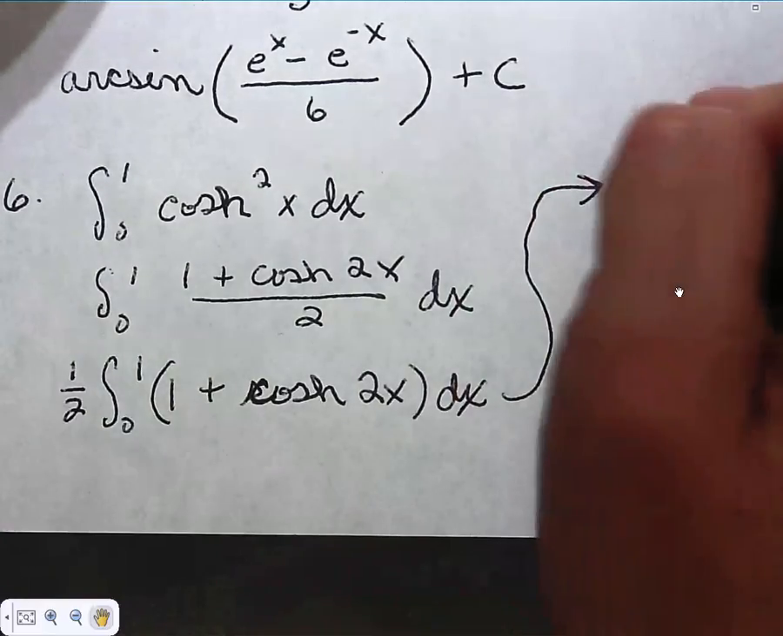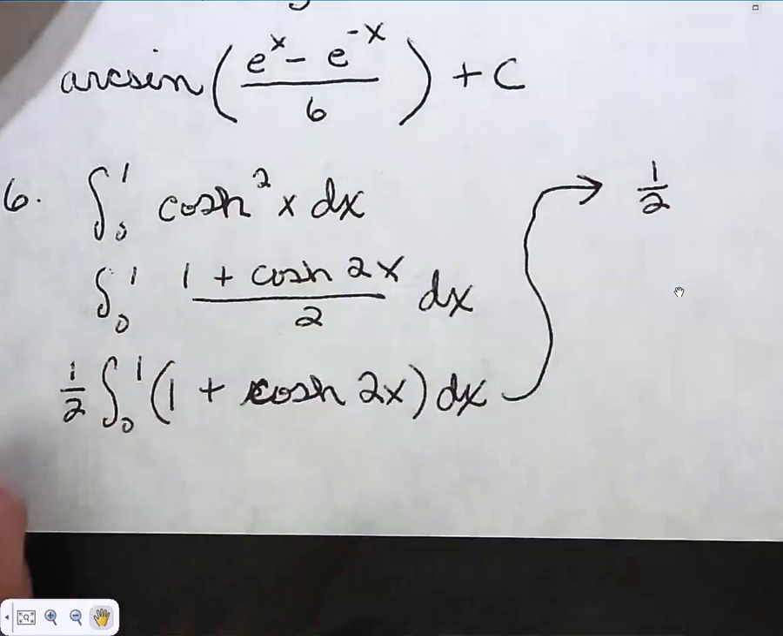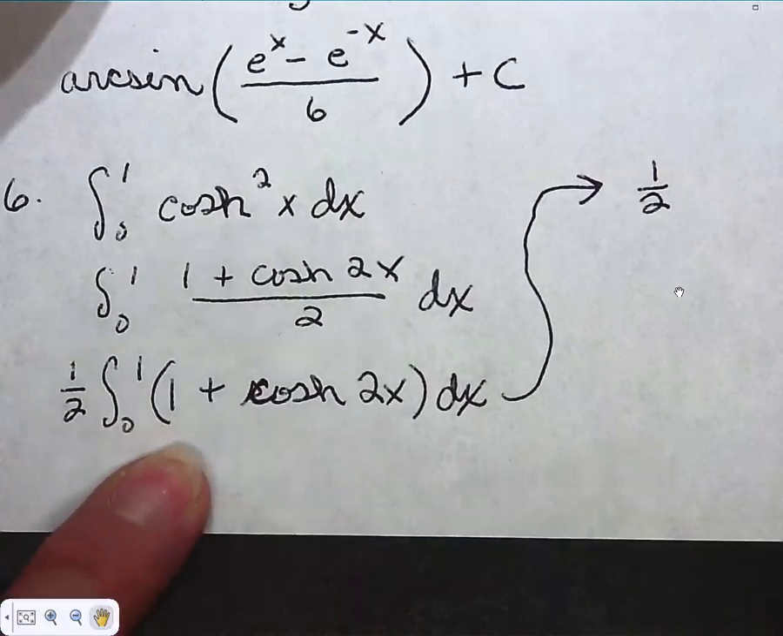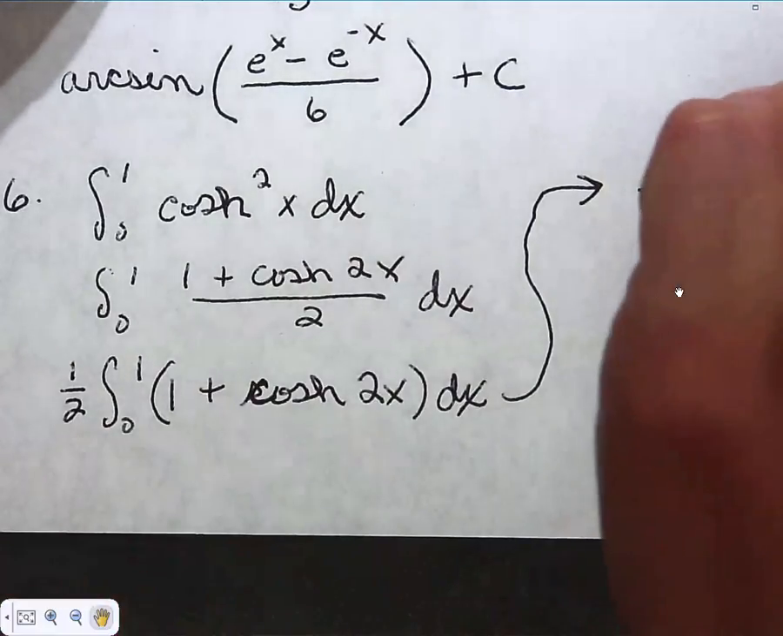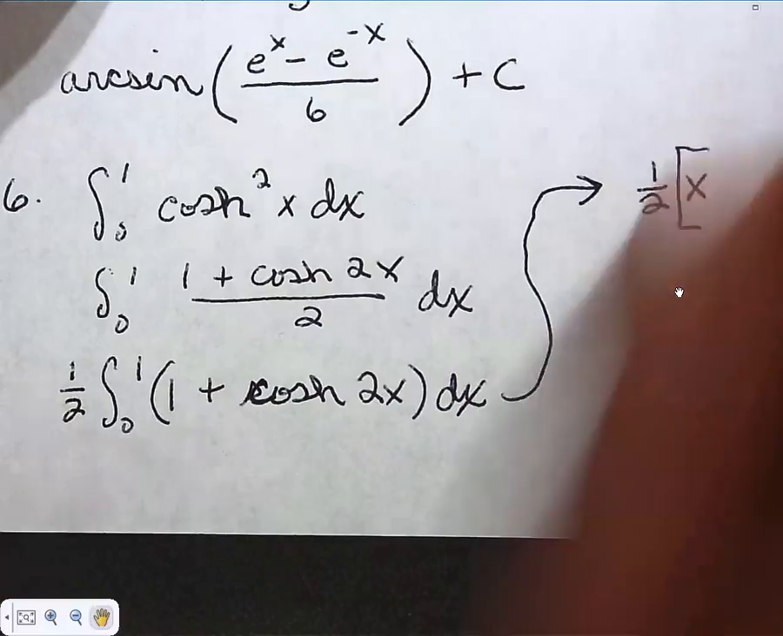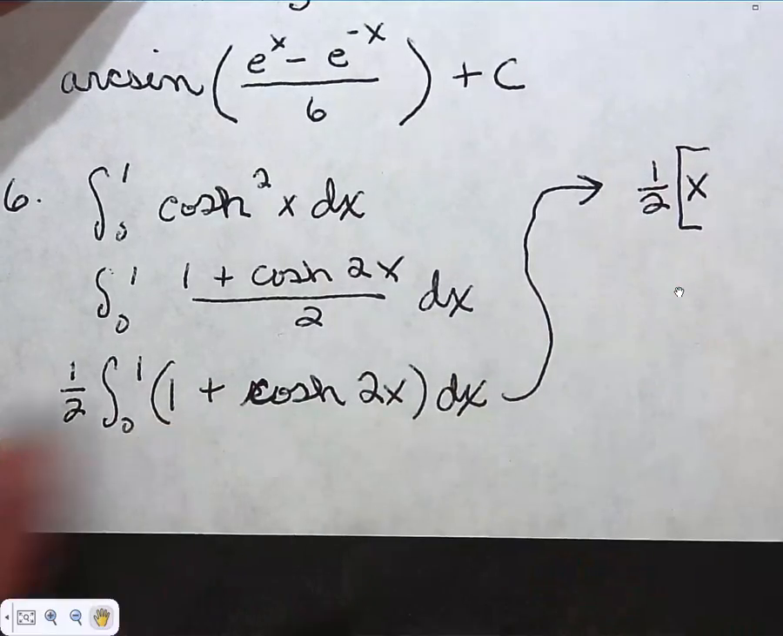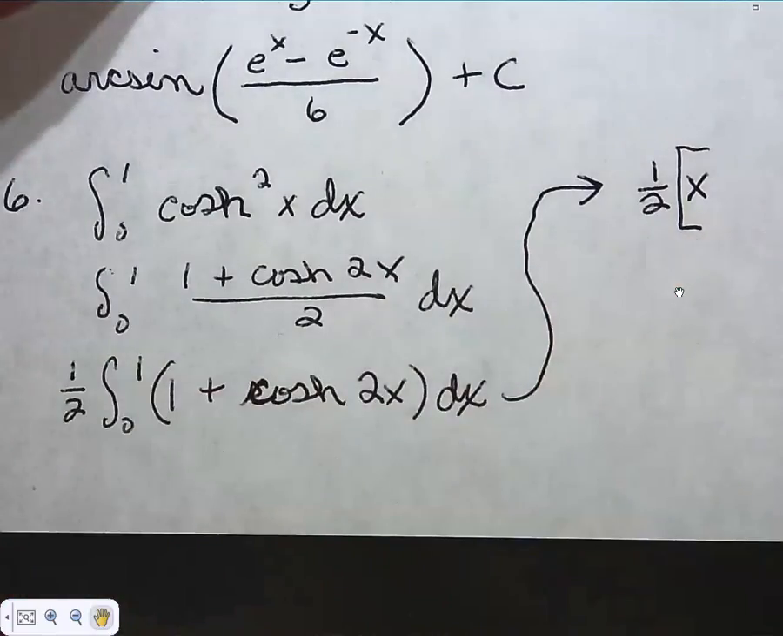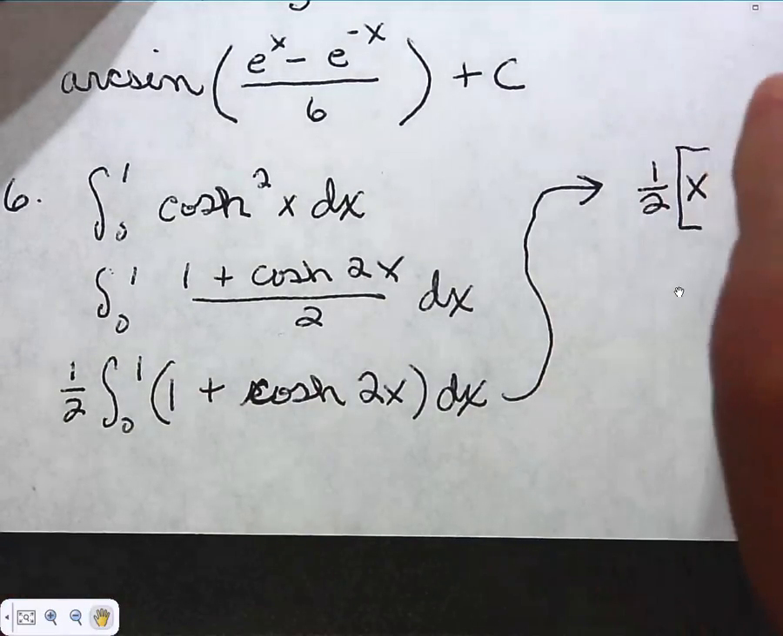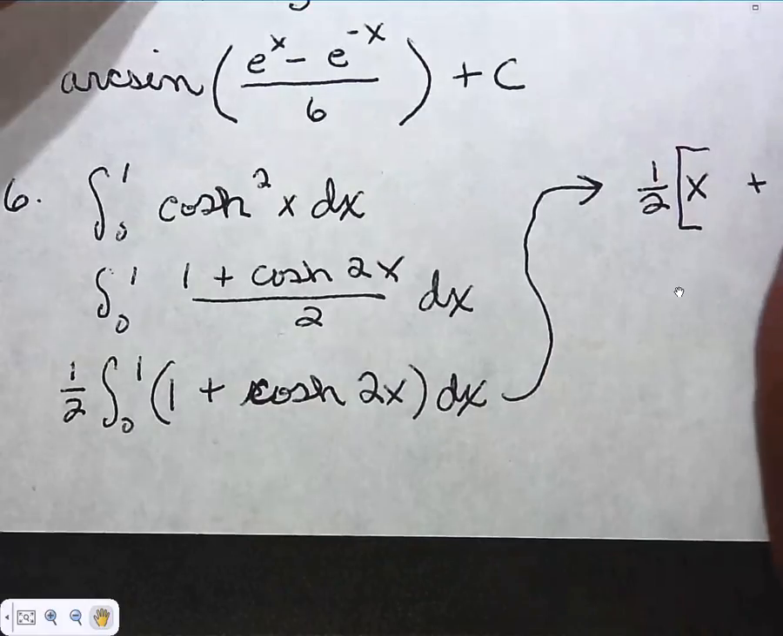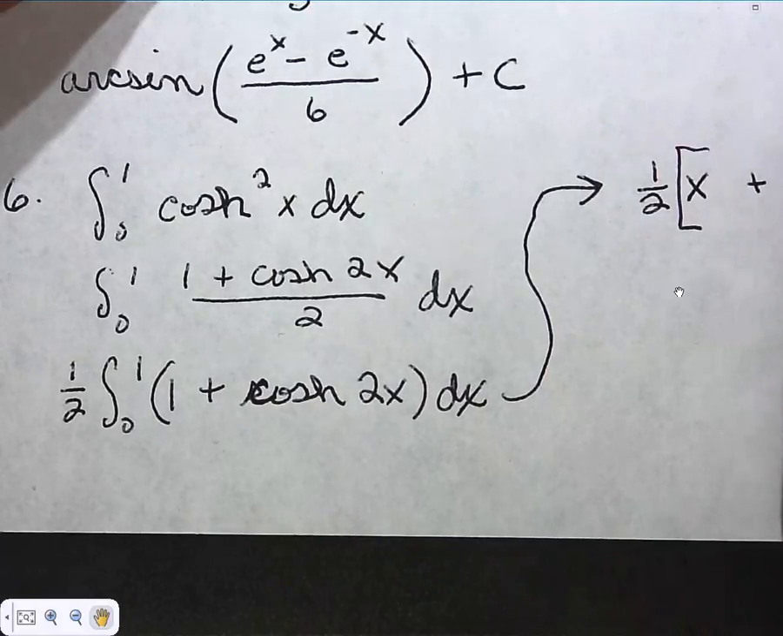And so what is the antiderivative? If I break that up into 2 integrals, what's the antiderivative of 1? Just x. Be careful with brackets and parentheses. I've integrated the first term. 1/2 is the coefficient of all of this. So now I'm ready to integrate cosh 2x dx.